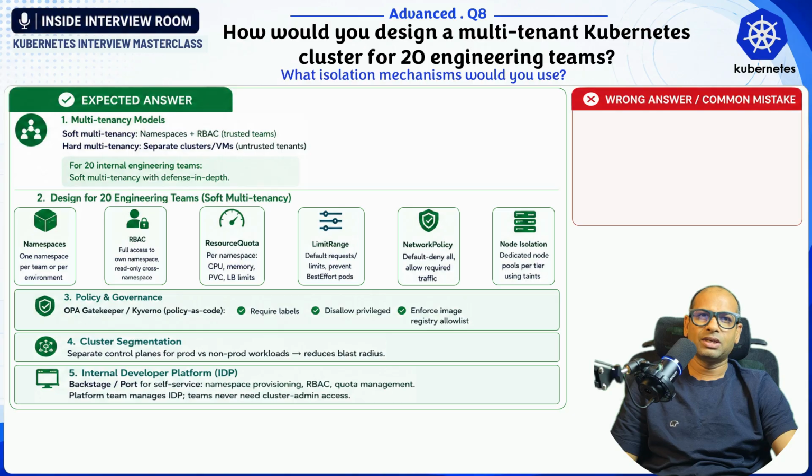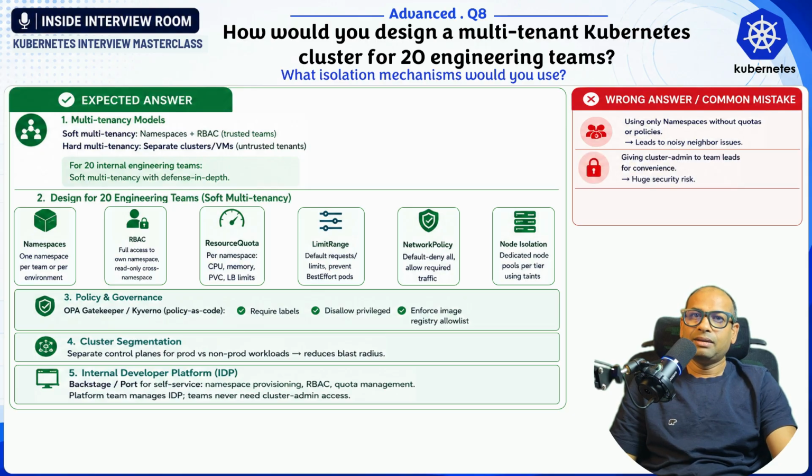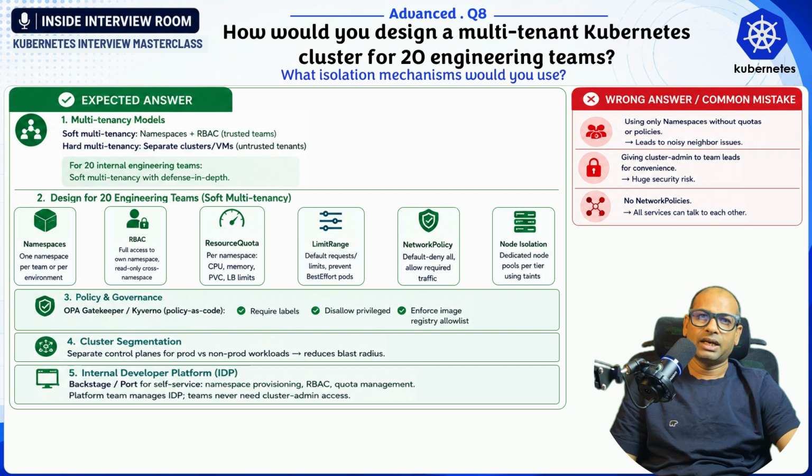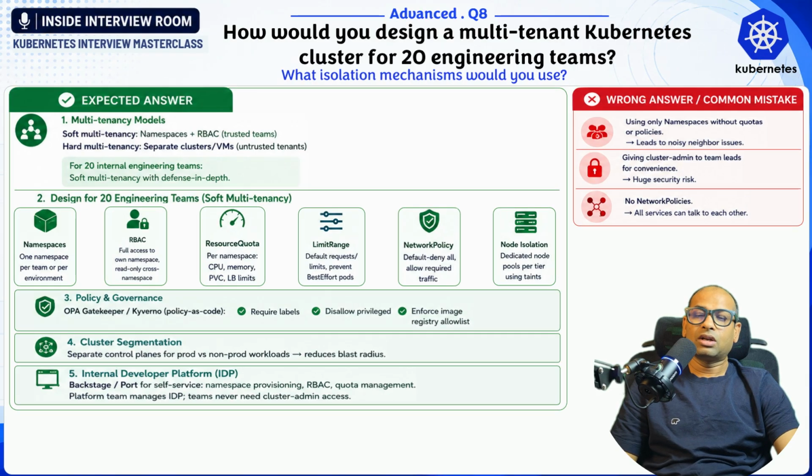So the platform team owns the IDP, and the teams never need cluster admin. What earns the checkmark? Knowing resource quota and limit range together. Most people name one. The pair is the tell. Mentioning network policy for east-west isolation, knowing OPA or Kyverno for policy as code, understanding prod versus non-prod segmentation, and raising IDP self-service. Now, the common mistakes that fail the question outright.